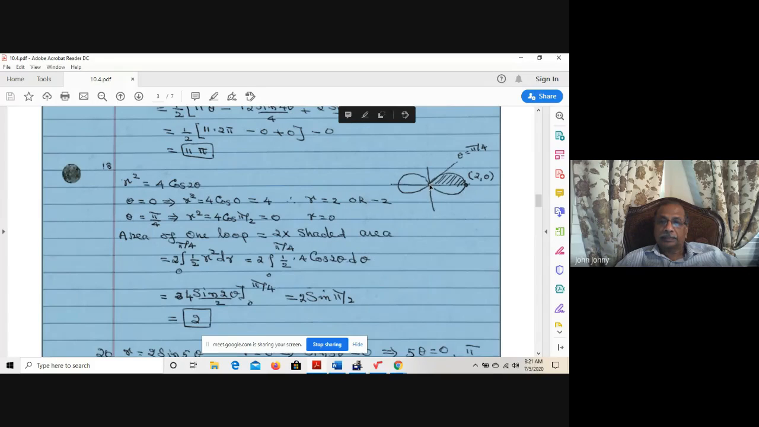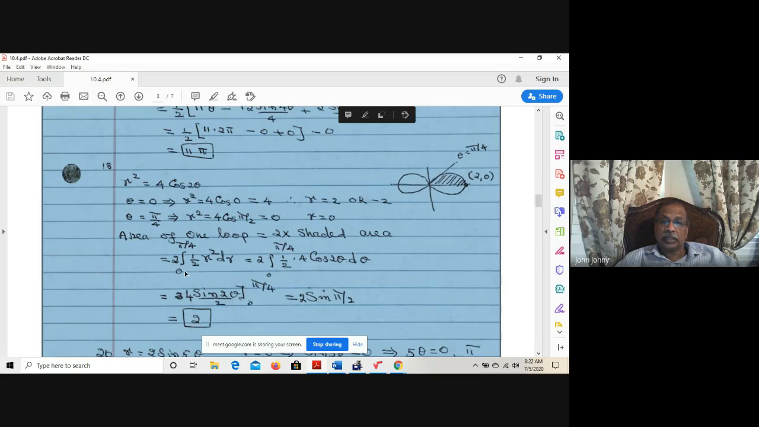So from theta is equal to 0, when theta increases and when theta is equal to pi over 4, it comes here. That means that shaded region lies between theta is equal to 0 and theta is equal to pi over 4. So you first find the area of that shaded region and then multiply that by 4. So that is the total area. The question is area of one loop, not the whole area. So it is 2 times the shaded area.